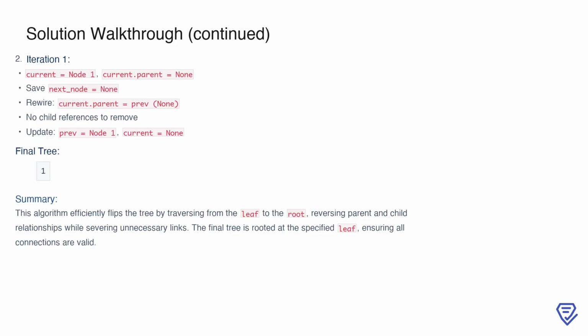We simply set node 1.parent to previous, which is None, and there are no child references to remove. After updating previous to node 1 and setting current to None, the process concludes. The tree remains unchanged, rooted at node 1. Overall, this algorithm efficiently reverses the tree structure by traversing from the leaf to the root, carefully rewiring parent-child relationships while severing unnecessary links. The result is a valid tree rooted at the specified leaf node.